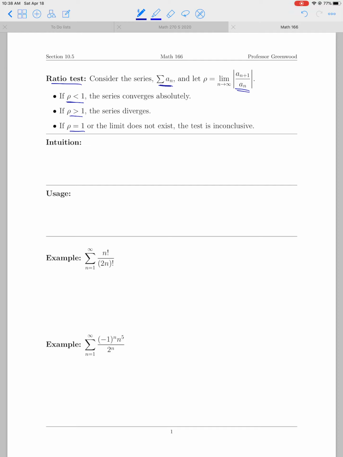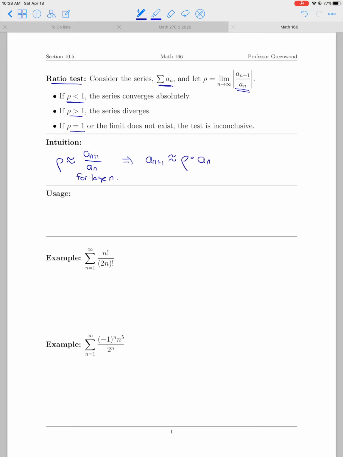Really the intuition behind the ratio test is to compare a series to a geometric series. The reason for that is if we know that rho is the limit of the ratios, then essentially what we're saying is that rho is approximately equal to a n plus 1 over a n for large n. If this is approximately true, then that's the same as saying that, roughly speaking, a n plus 1 is approximately equal to rho times a sub n.